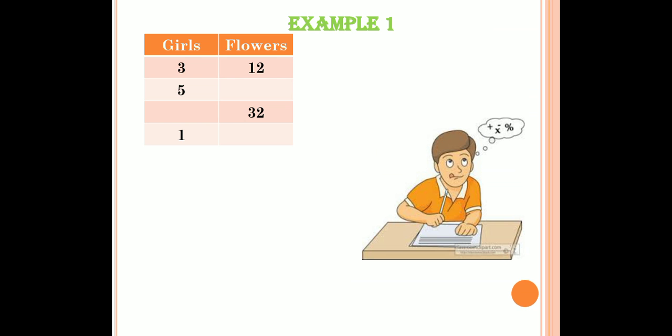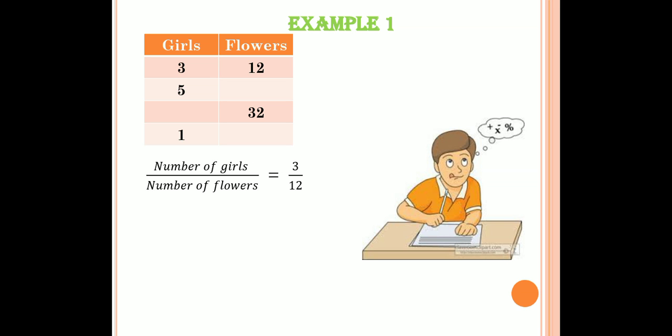Then now let us see another example. Now over here we have a table where girls and flowers are given. Now flowers were distributed among the girls in equal proportion. We have to find out how many flowers were given to the children. Okay, now let us solve this. That is, equally we have to distribute it.